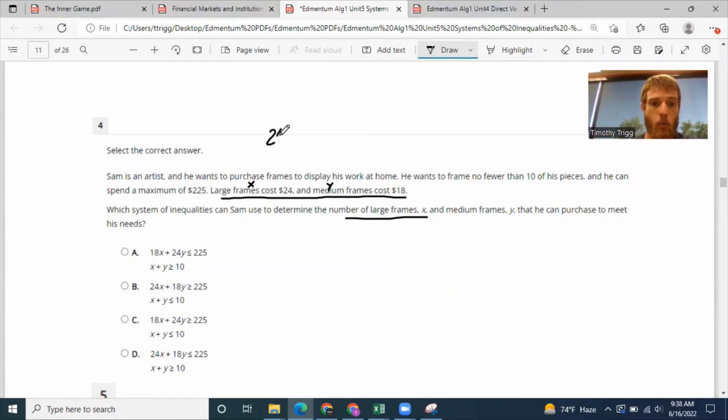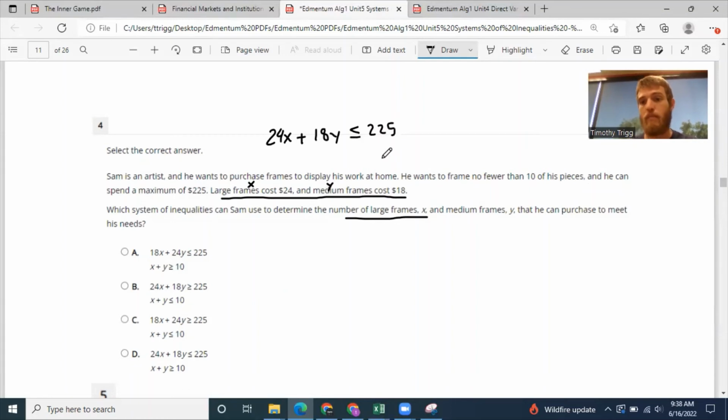Well, that would be $24 times the number of large frames plus $18 times the number of medium frames, Y. Well, in this case, this talks about how much value they are, right? How much they cost. So it says he can spend a maximum of 225. So he can spend, this is the amount he's spending, needs to be less than or equal to 225, right?